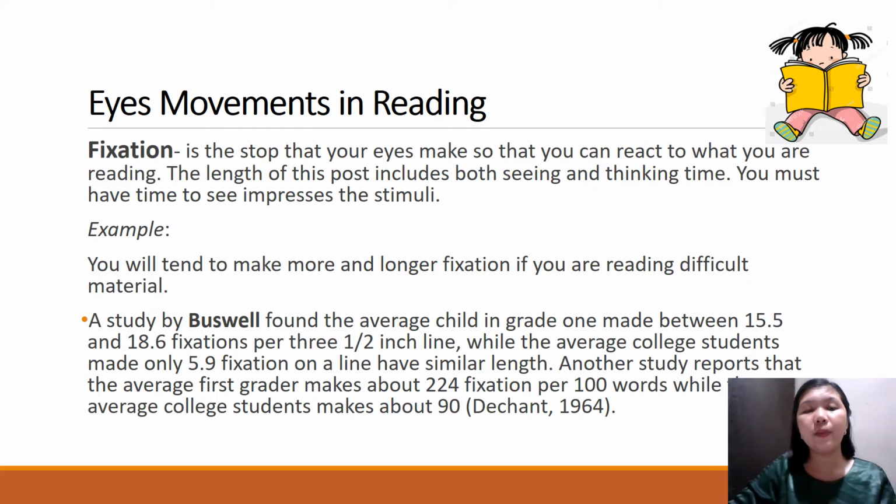According to a study by Boswell, the average child in grade 1 made between 15.5 and 18.6 fixations per 3 1/2 inch line, while the average college student made only 5.9 fixations on a line of similar length. Another study reports that the average first grader makes about 224 fixations per 100 words, while the average college student makes about 90. This is according to Dechant, 1964.